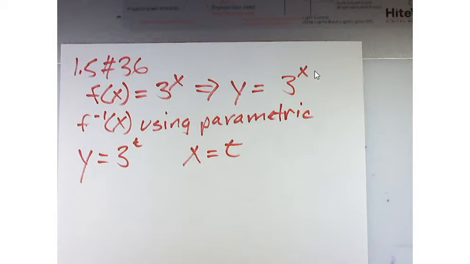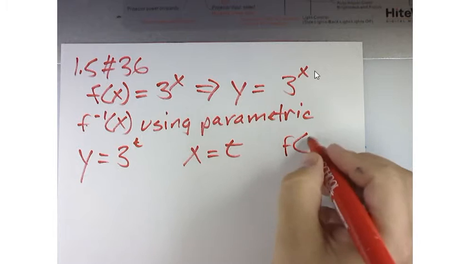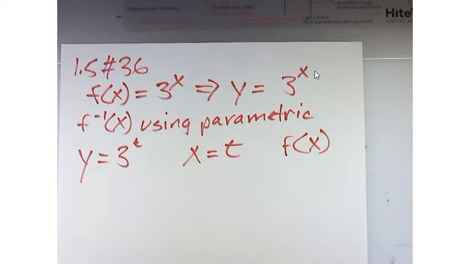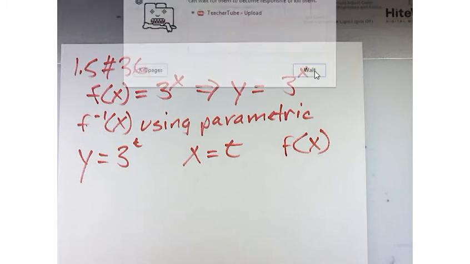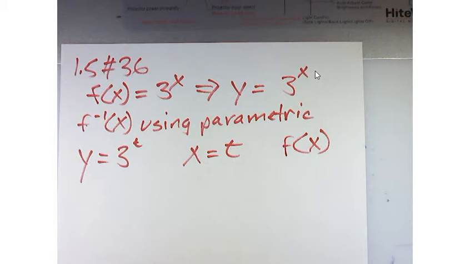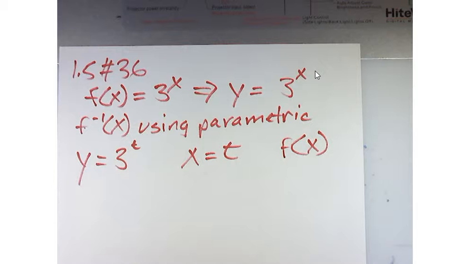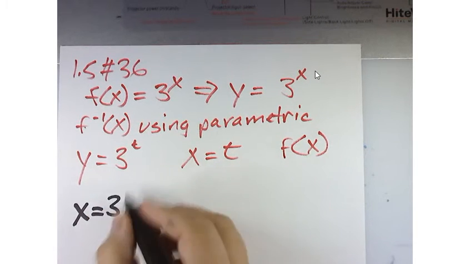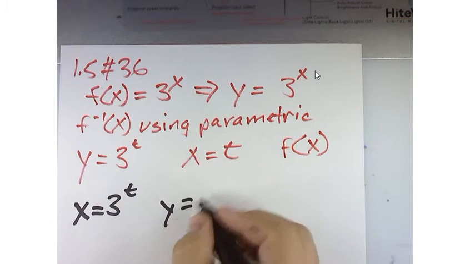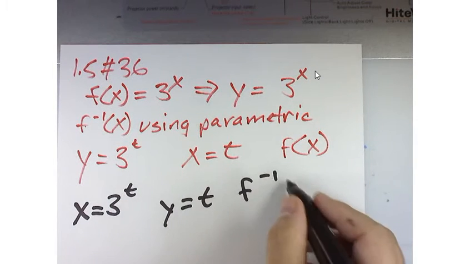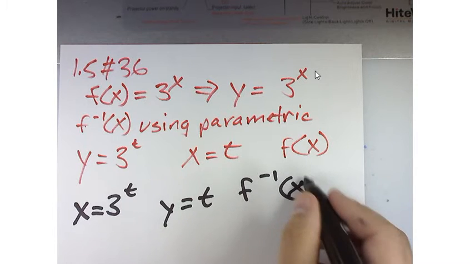to find the inverse, remember that the inverse, you just flip-flop x and y. So this is my function f of x, okay? Now to find the inverse, and let me change colors of markers. To find the inverse, if I just flip-flop some stuff around, I would say that x is equal to 3 to the t and y is equal to t, and that would be f negative 1, my inverse of the function there.